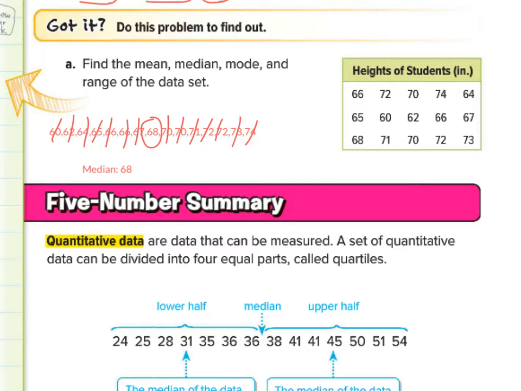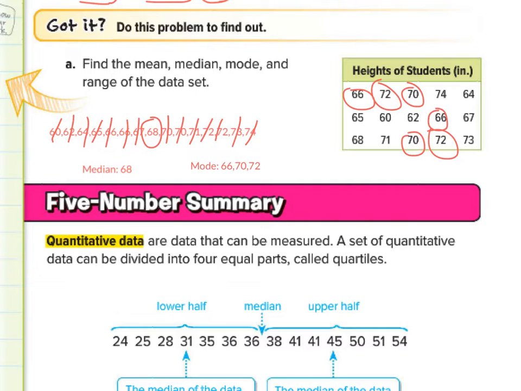And our mode should be pretty easy to identify. You can have more than one mode depending on the numbers that repeat themselves. I can see already that 66 repeats itself there and there, as well as 70 right there and right there, as well as 72, right? Yep, 72. So we can say our mode is, or I should say are, 66, 70, and 72.